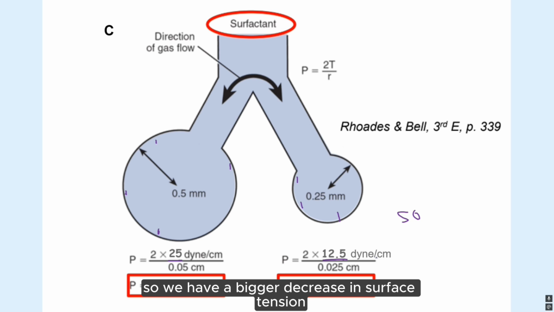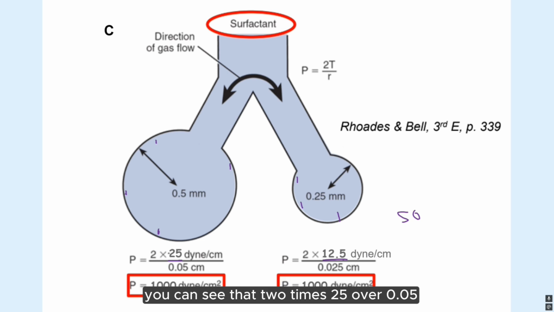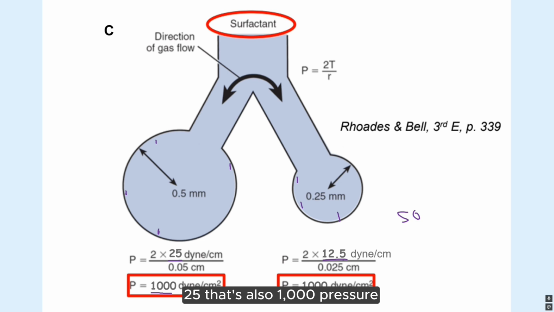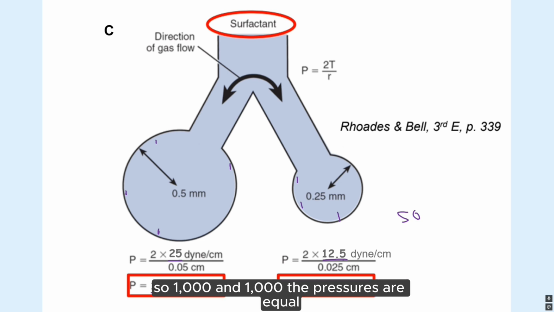So we have a bigger decrease in surface tension. And so if you plug these numbers into the equation, you can see that 2 times 25 over 0.05 is 1000 pressure. And 2 times 12.5 over 0.025 is also 1000 pressure. So 1000 and 1000, the pressures are equal. Air will not leave and will not enter this.